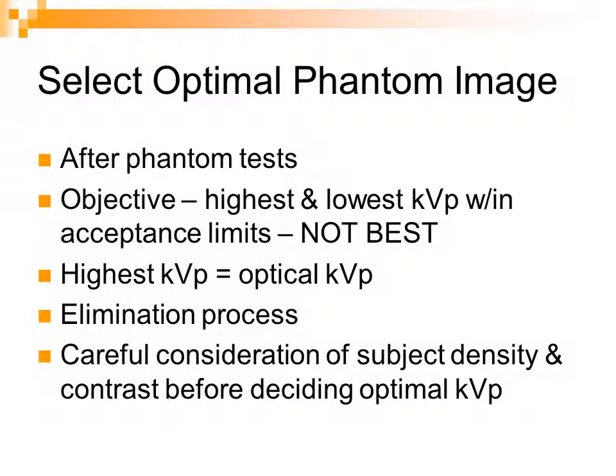Select optimal phantom image. So after your phantom test, your objective is to get the highest and lowest kVps within the acceptance limit. Again, not always your best. Highest kVp equals your optimal kVp. So it's an elimination process. It's not about, again, that best process. It's about figuring out what's the highest and what's the lowest that you could possibly use per phantom. Careful consideration of subject density and contrast before deciding the optimal kVp.